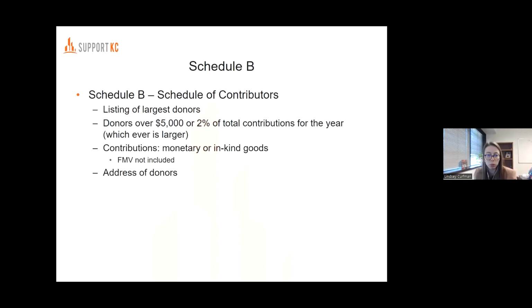Same thing for Schedule B as Schedule A, we're looking at monetary and in-kind donations. So if you received food from Harvesters over, let's say, $5,000, that would also be included on Schedule B, even though it's not a monetary donation. And then we also need addresses for each of those donors.